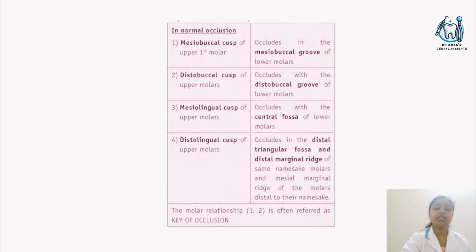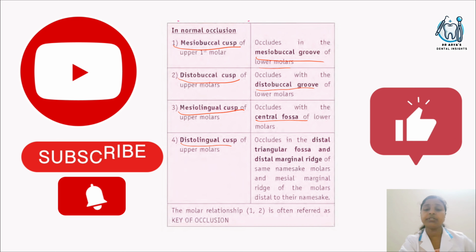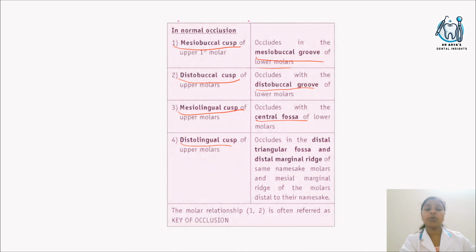In normal occlusion, mesiobuccal cusp of maxillary first molar occludes in mesiobuccal groove of lower molars. Distal buccal cusp of upper molars occludes with the distal buccal groove of lower molars. Mesiolingual cusp of upper molars occludes with central fossa of lower molars. And distal lingual cusp of upper molars occludes in the distal triangular fossa and distal marginal ridge of the namesake molars, and mesial marginal ridge of molars distal to the namesake. So molar relationship is often referred to as key of occlusion.